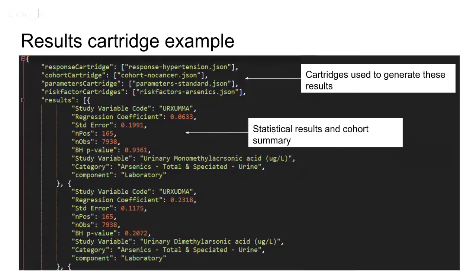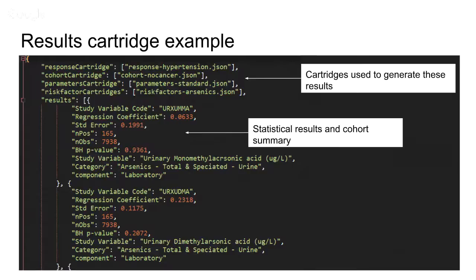And then we have links. There's a code that NHANES uses, URXUMA, which means urinary monomethyl acid. And then we know that this particular acid is a member of the category of, so that's the way that we back this established.